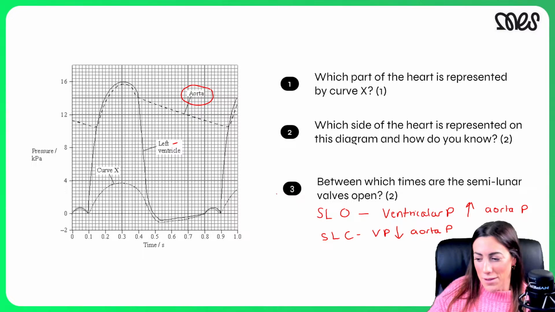Shall I mark it on? You might even remember from the previous graph, but they're going to open here and they're going to close here. So I'll just put open and close. They're going to open here because the ventricular pressure at that point has gone above the aorta pressure. They're going to close here because the aorta pressure has now gone above the ventricular pressure.